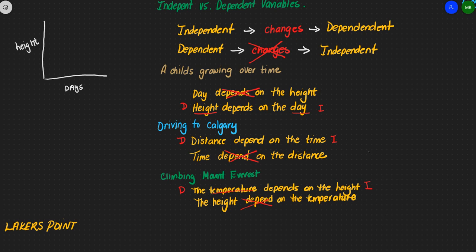Now in general, our independent variable we are going to put on our x-axis. And you're going to find one of the most common independent variables is time. Time waits for no one. In other words, it depends on nothing, but everything depends on time. So time is always going to be independent, which makes our y-axis the dependent variable. Okay, so let's move on.